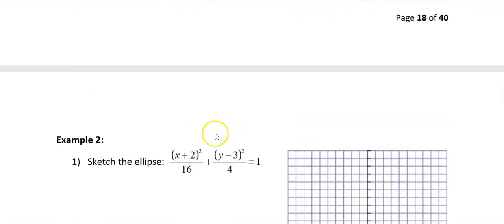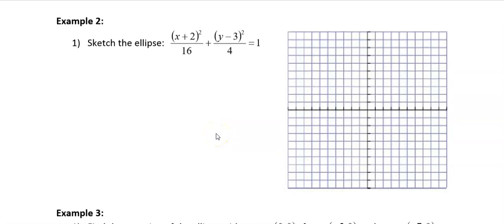Now, let's go to page 19. And here is one where they're asking you to draw the graph. They want you to sketch the ellipse.